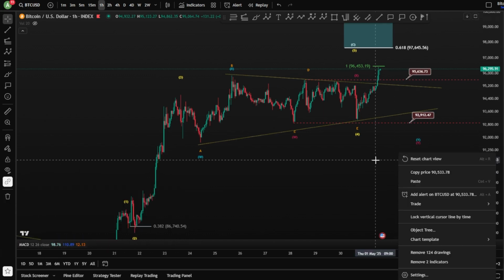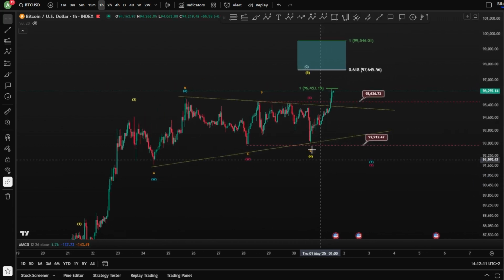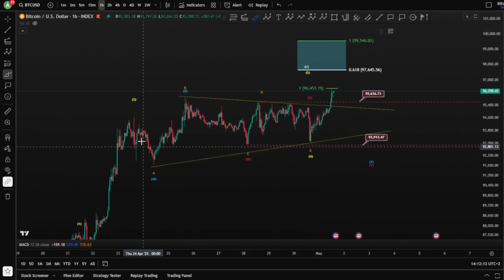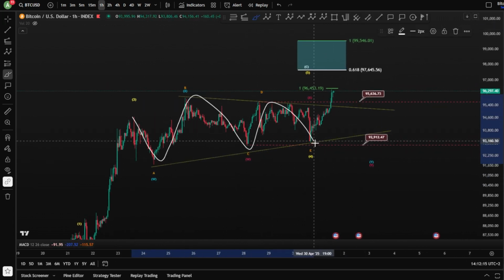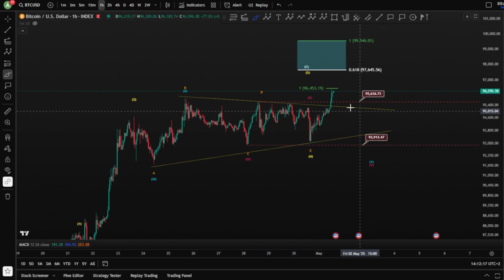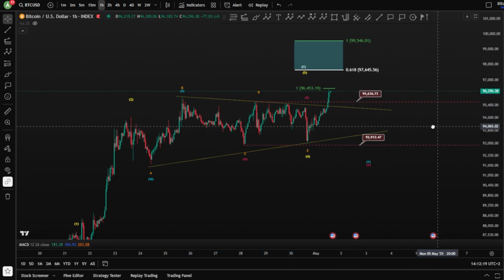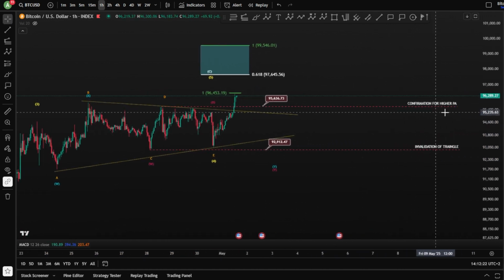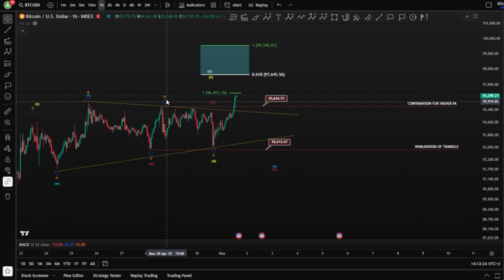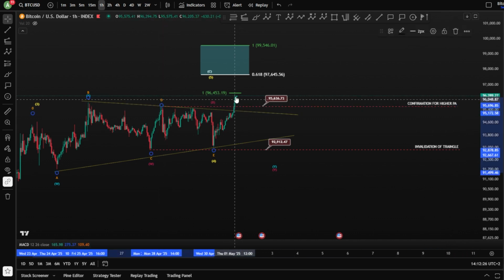A quick update for Bitcoin. Finally, we break out of this triangle as an A, B, C, D, and an E. We take the 95K 600 as a confirmation for higher price action. We took the wave D high, and of course, here we go.